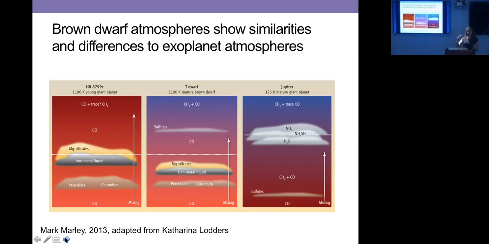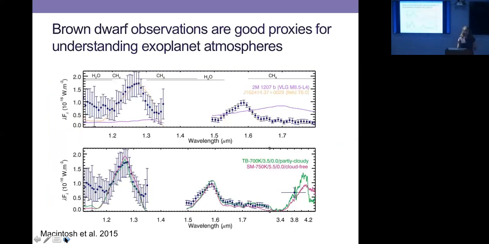Now, there are some differences in locations of cloud decks, and I'm sure their compositions are also going to be different, but when we start to test the atmospheric models with the brown dwarfs, then once we have really good exoplanet data, we'll be able to make some more informed understanding of that.